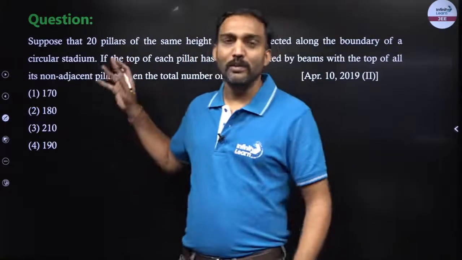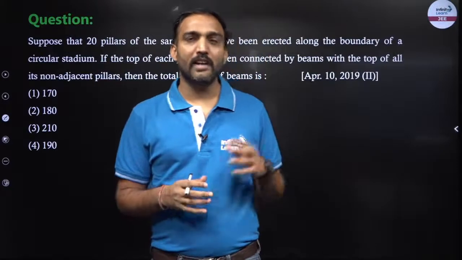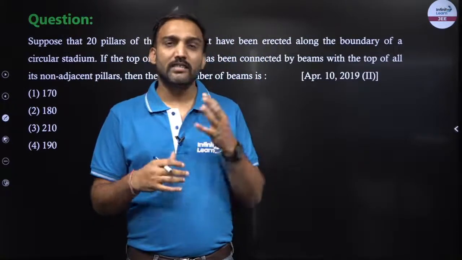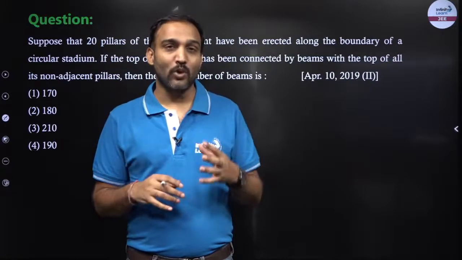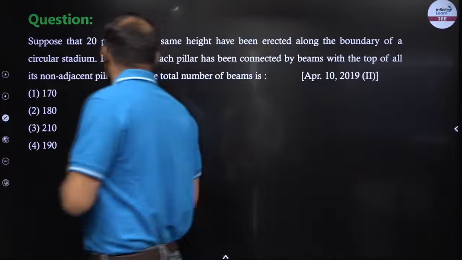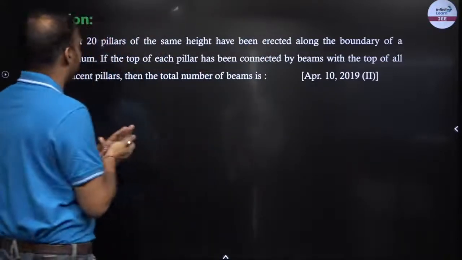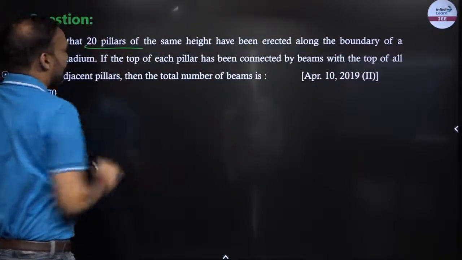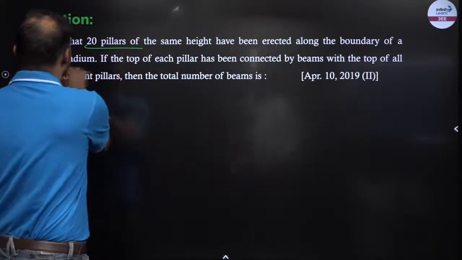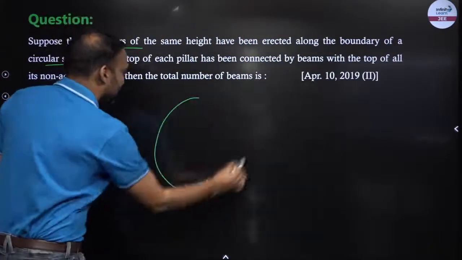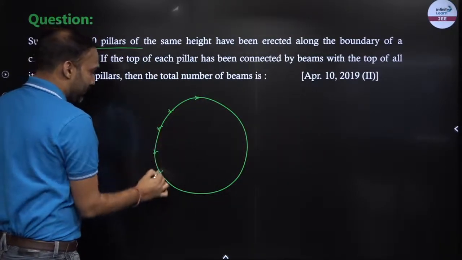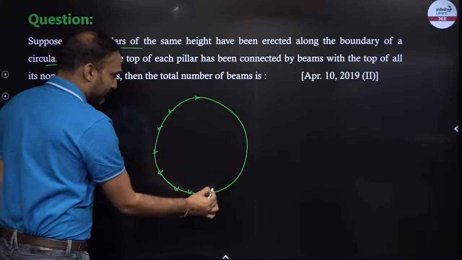Now this problem, to the majority of the students, I remember when I was talking with the students after the exam, majority of them were like, so that looks difficult. But when we solved it, it was an easy one. It's a very easy question. I would rate it as 1 star if you ask me about the difficulty. So let's understand. 20 pillars of the same height have been erected along the boundary of a circular stadium. Okay, fine. So I have a stadium and there are these 20 pillars of the same height.